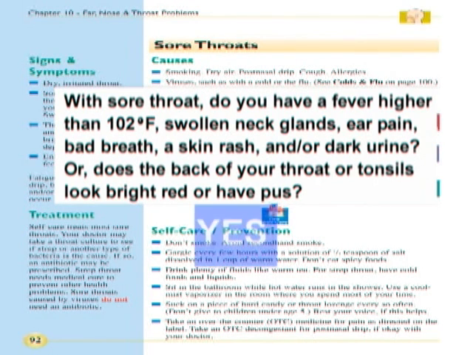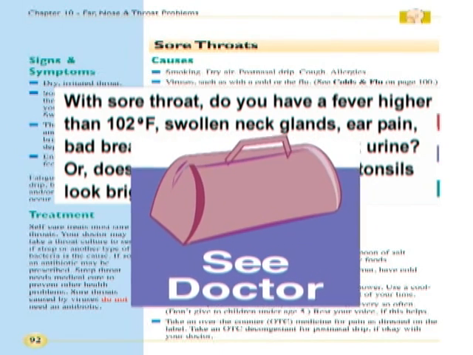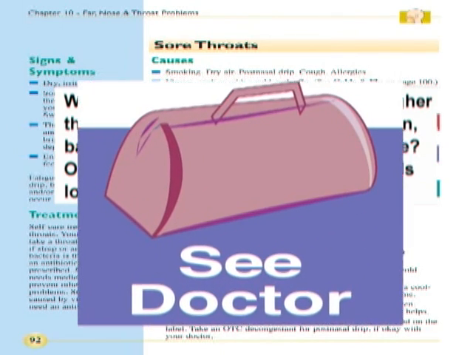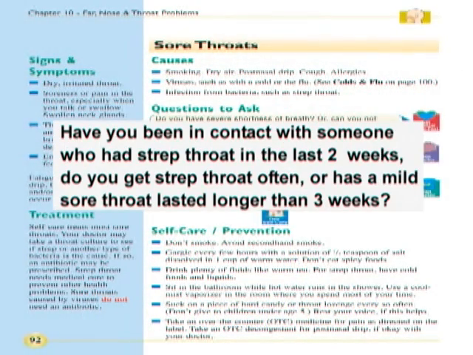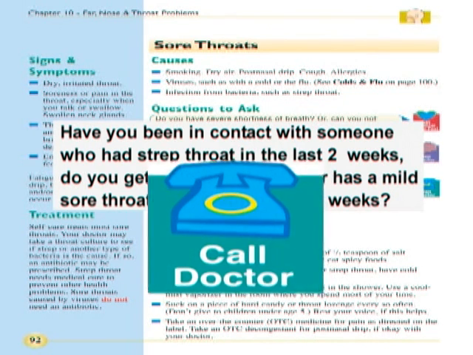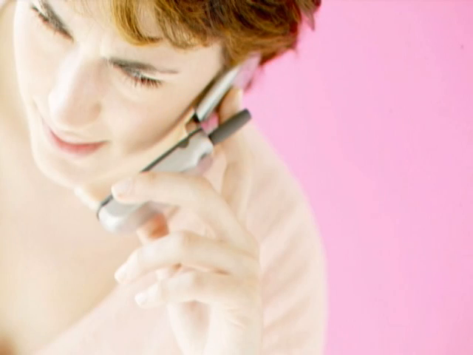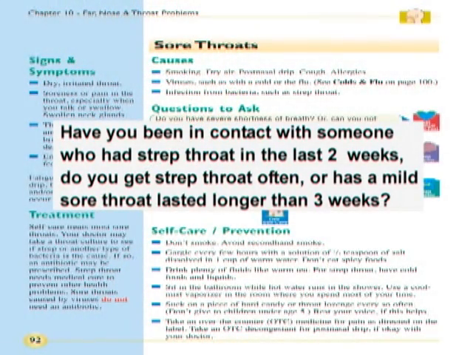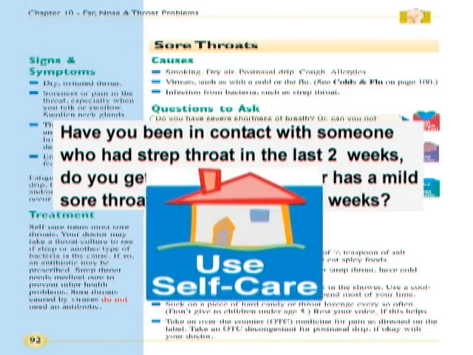If you answered yes to this question, you should see your doctor because symptoms suggest a problem that could require prescribed medicine to treat the sore throat. If you answered no, read the next question. If you answered yes to any of the questions within this set of questions, call your doctor for advice. You may need to make an appointment to be seen to diagnose the cause of the sore throat and get the appropriate treatment for it. If you answered no, you are directed to use self-care.